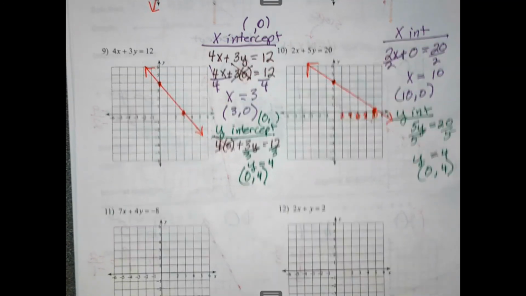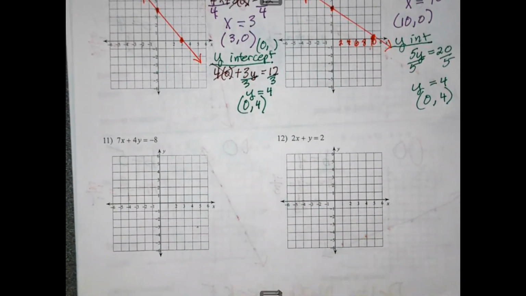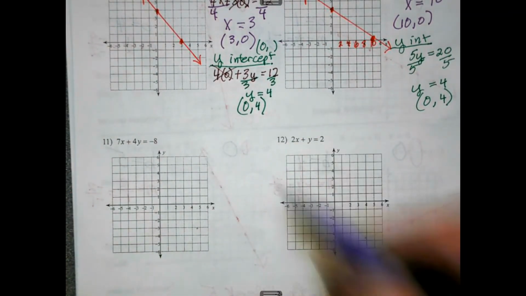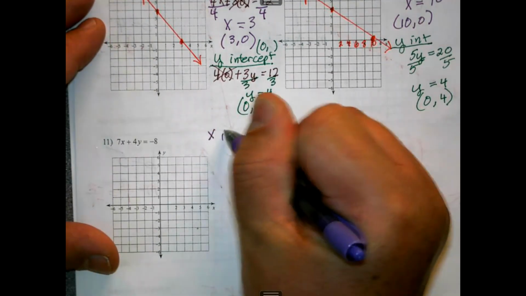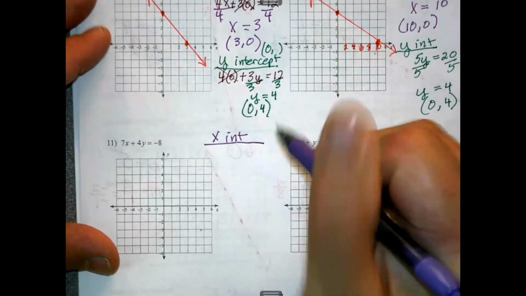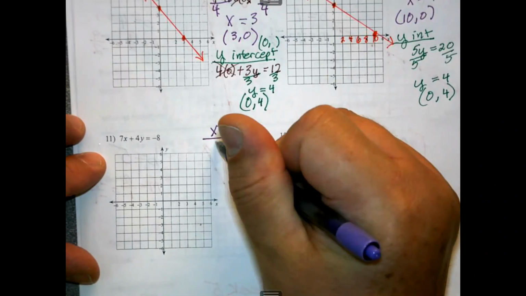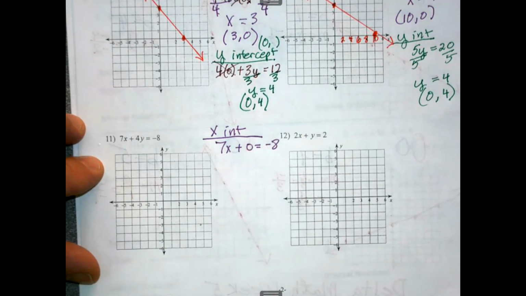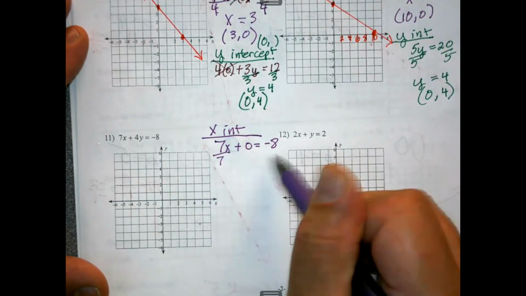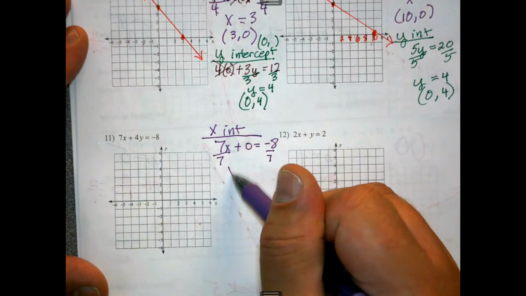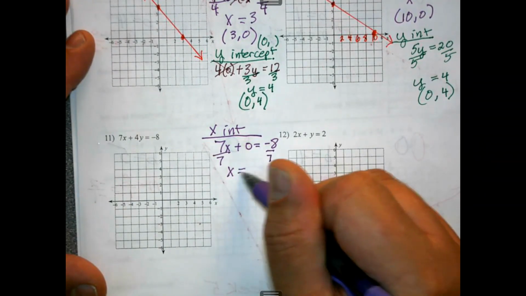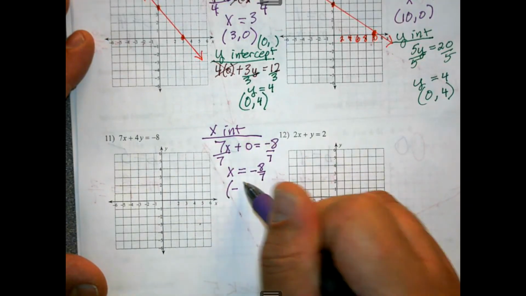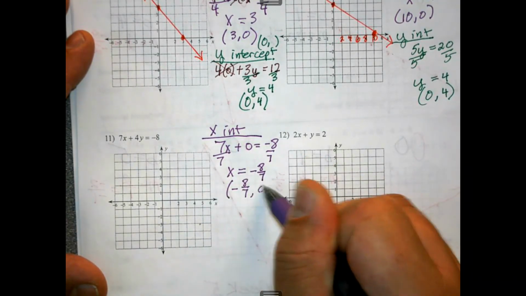All right, number 11. I want to do 11 because we get a fraction. So my x-intercept, my y is 0. So I have 7x plus 0 equal -8. Divide by 7, divide by 7. So my x here equals -8/7. So my ordered pair is -8/7, comma 0.